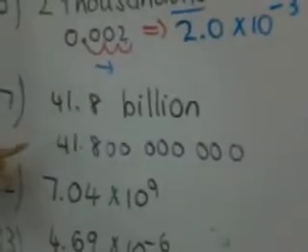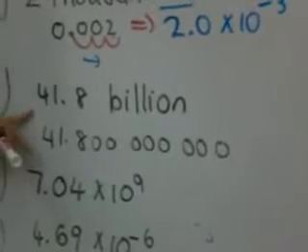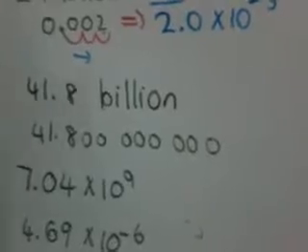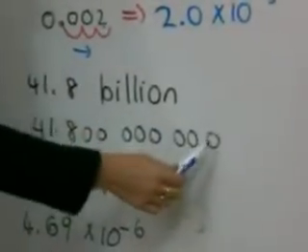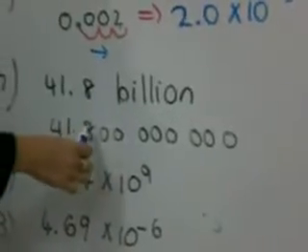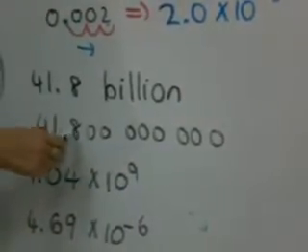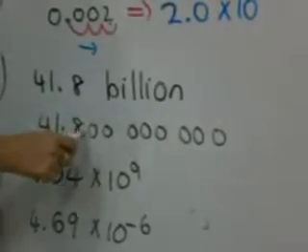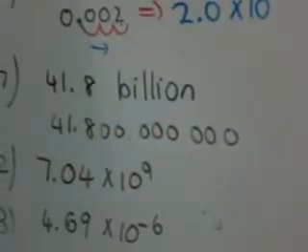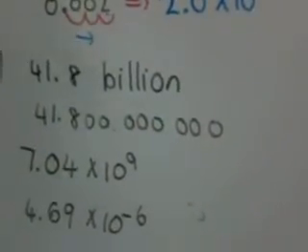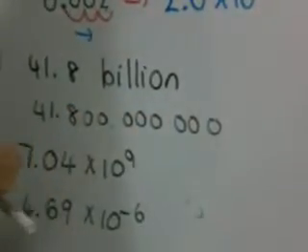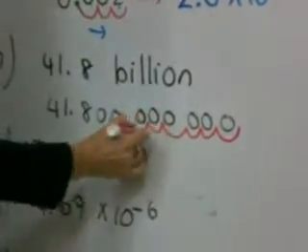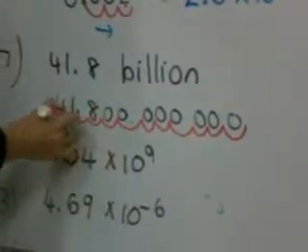Okay? Now we have a very large number, 41.8 billion. Now 41.8 billion means that there's going to be 9 zeros, or 9 decimal places after the point. So here's the point, and it's a billion, so there's 3, 6, 9 places. Now I want to rewrite this in scientific notation, so I start here at the end, and now I'm going to count to the left. 1, 2, 3, 4, 5, 6, 7, 8, 9, 10.